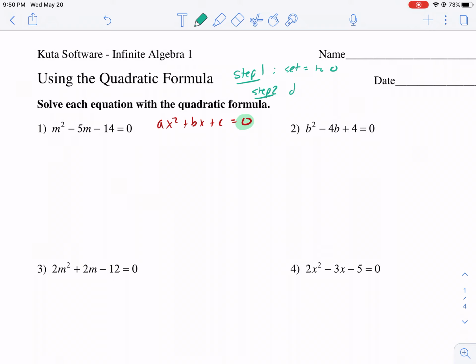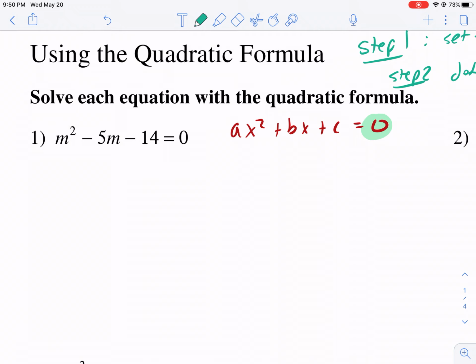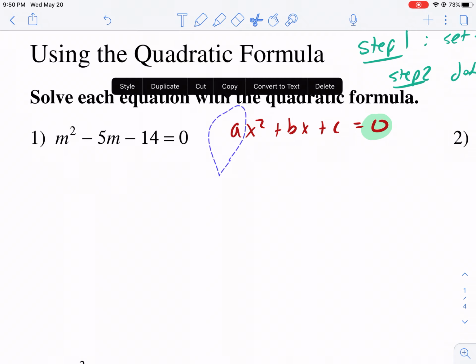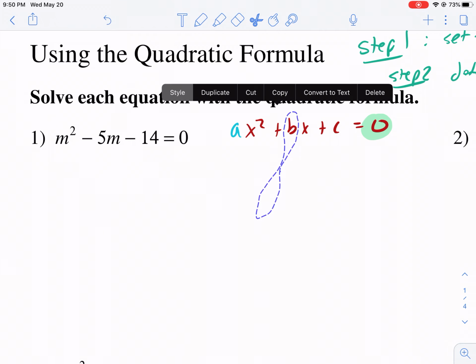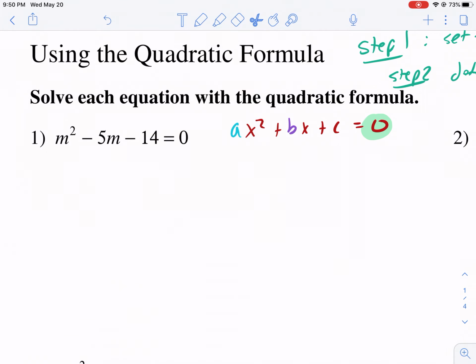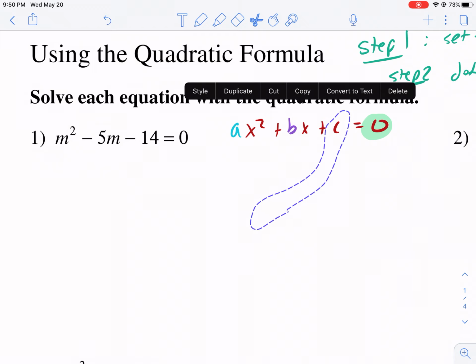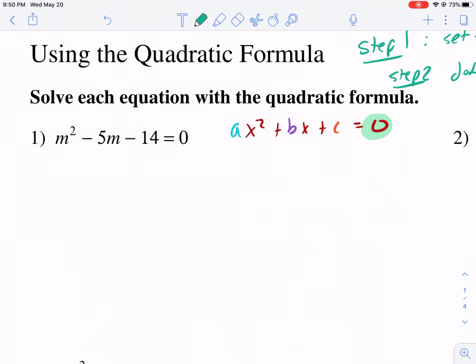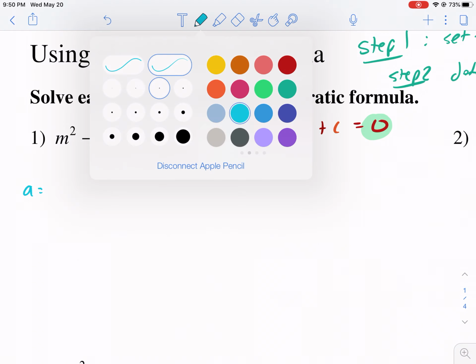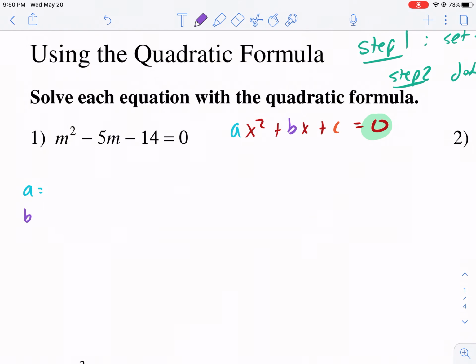Step 2: determine variables. What do I mean by that? Well, the a goes in front of the x squared. Let me change the colors here. Let's change this one to light blue, this one to purple, and this last one to orange. So we have A, and we need to find our B, and we need to find our C.